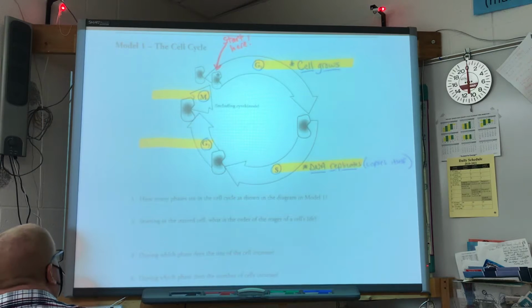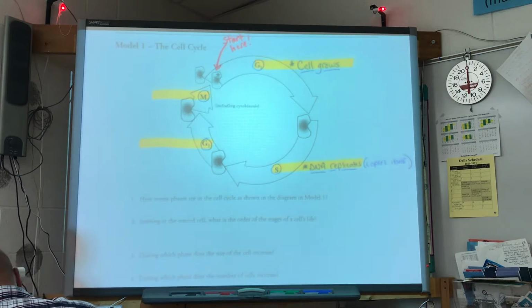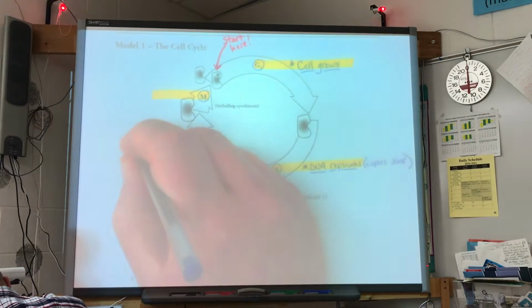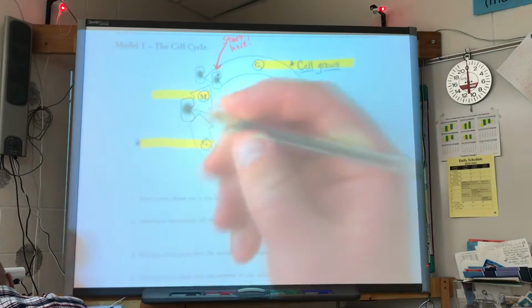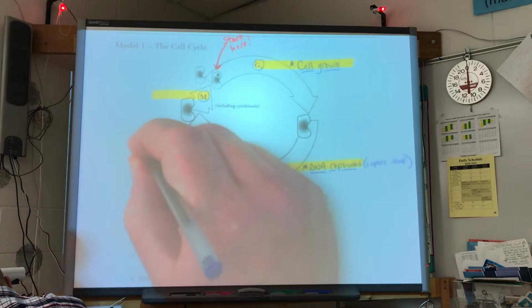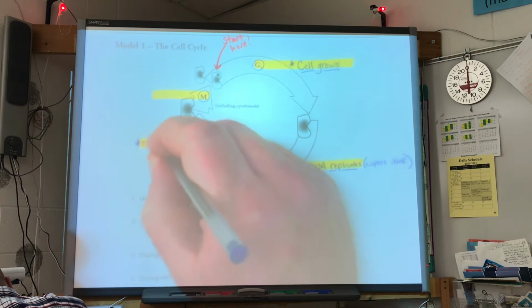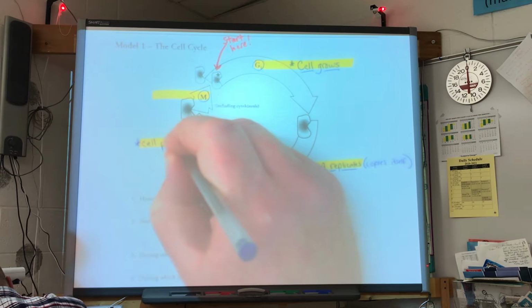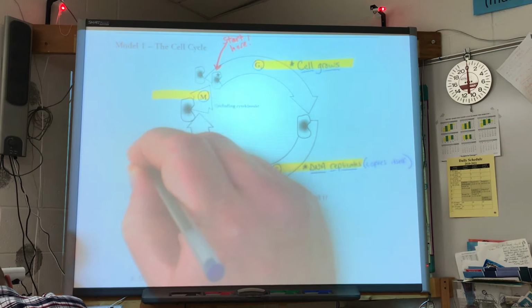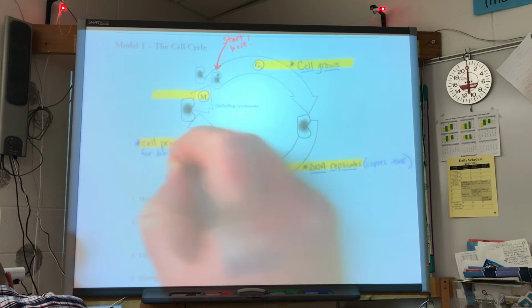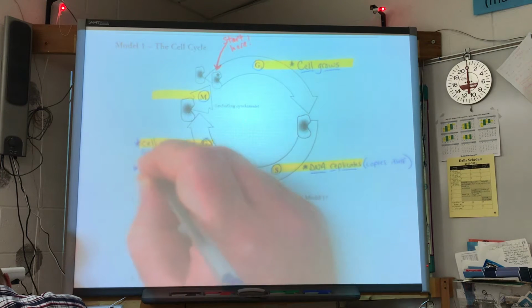During G2, we sometimes say that the cell prepares for division, or the organelles replicate. Those are the 2 things we often talk about during G2: the cell prepares for division, and the organelles replicate. Now, Model 2 doesn't fit perfectly with the organelles replicating, but whatever.